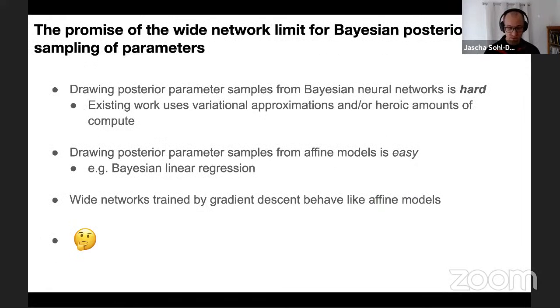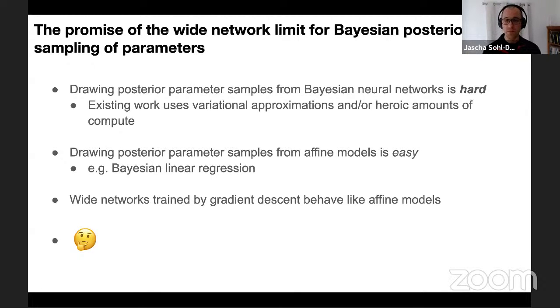I'm just going to motivate this with a few observations, and then I'm going to show you a pretty but super preliminary plot. Maybe the observations are that, first of all, drawing posterior samples from Bayesian neural networks with current technology is extremely hard. It's so hard that it's almost never even attempted in practice.